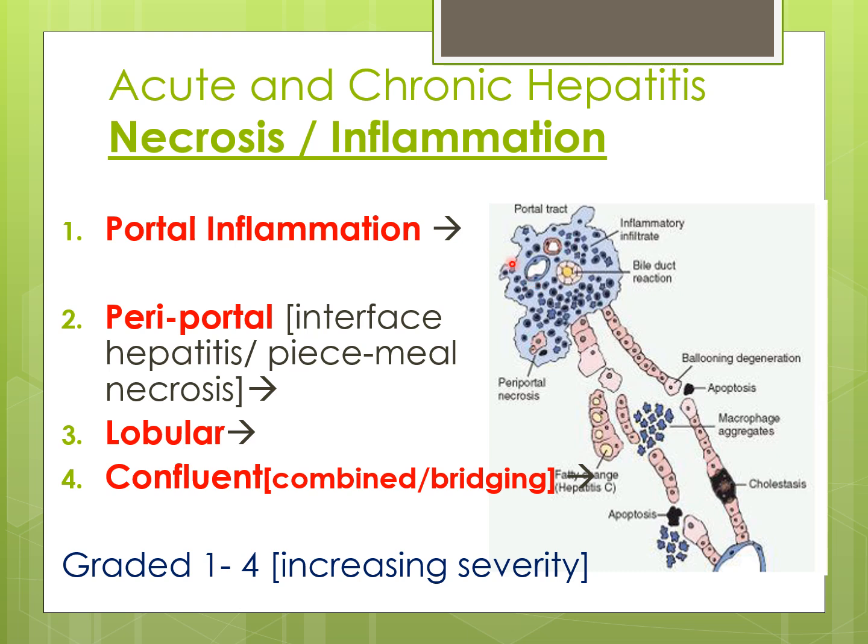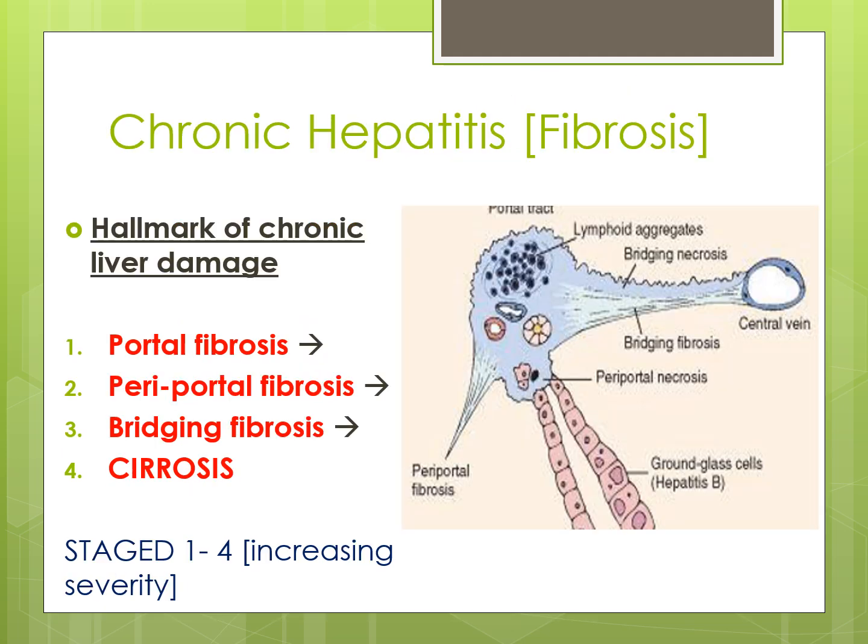So there are 4 grades. These are the grades, not stages, I'm sorry. So grades are 4: portal inflammation, periportal inflammation, lobular inflammation, and confluent, when they combine together and large areas are formed. That's the severe grade 4. So this happens in the acute as well as in the chronic hepatitis.